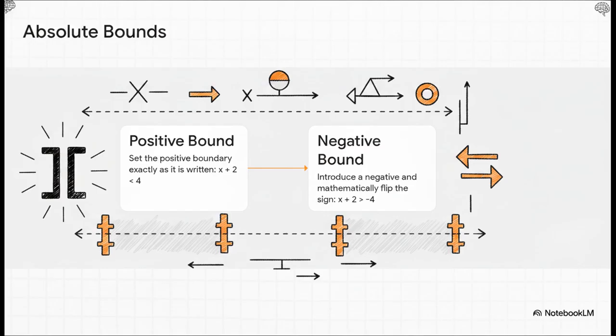Step 1 is super straightforward. You just set the positive boundary exactly as it's written. So, x plus 2 is less than 4. Easy, right? But step 2 is where you've really got to pay attention. When you introduce a negative from that second boundary, you absolutely must flip the inequality sign. Why? Well, think about it. 3 is definitely greater than 2, but negative 3 is not greater than negative 2. So to keep the universe mathematically intact, the sign flips, making x plus 2 greater than negative 4.